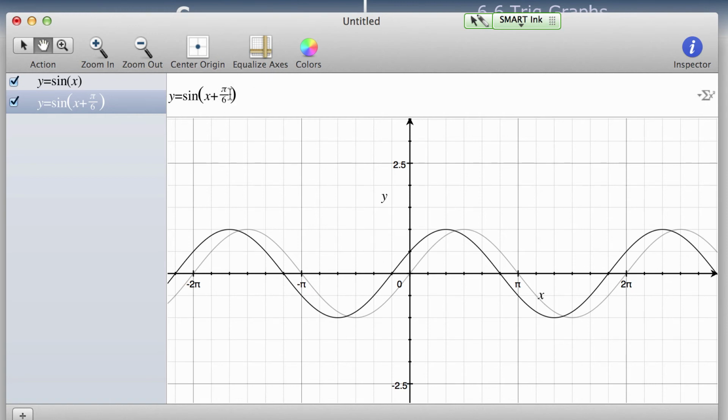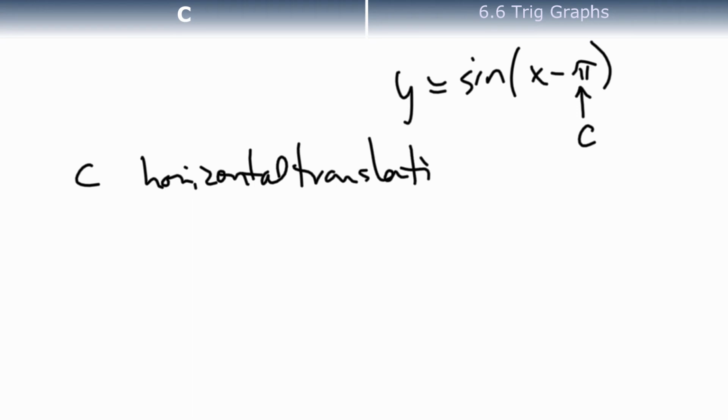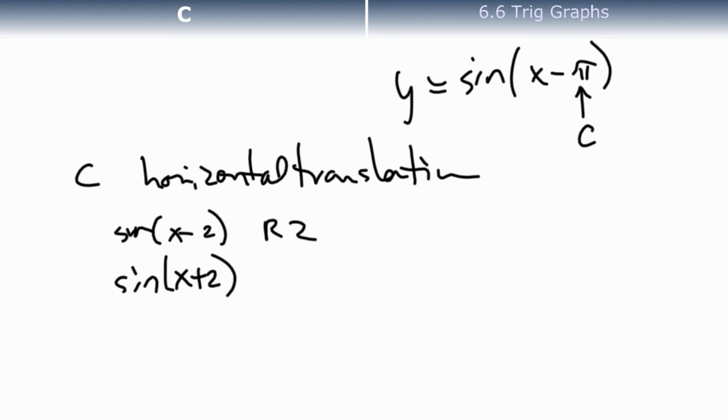Now, I want to see what would happen. Well, let's go back and just say something about that c. So c is a horizontal translation. Horizontal translation, left to right. So if it's the value that's in there, if I have x minus 2, for example, in there, sine x minus 2, this thing here is going to move right 2. If it was sine x plus 2, it would move left 2, or whatever that number is in there.